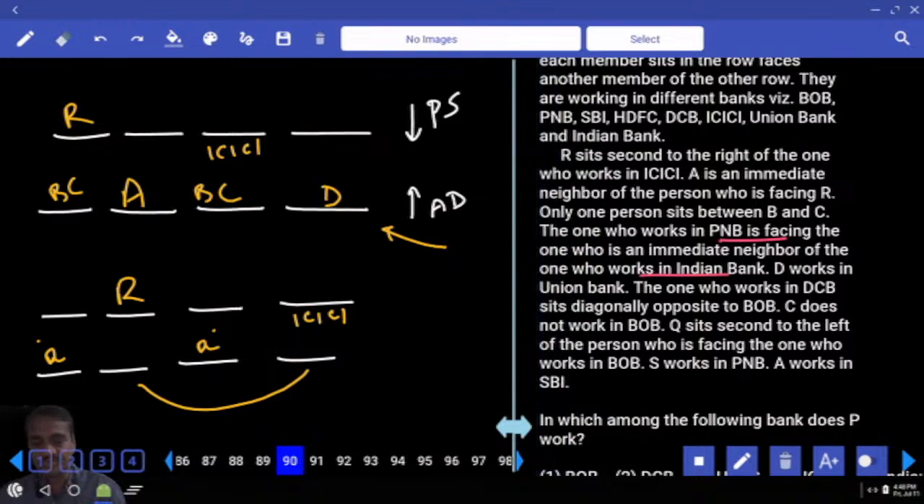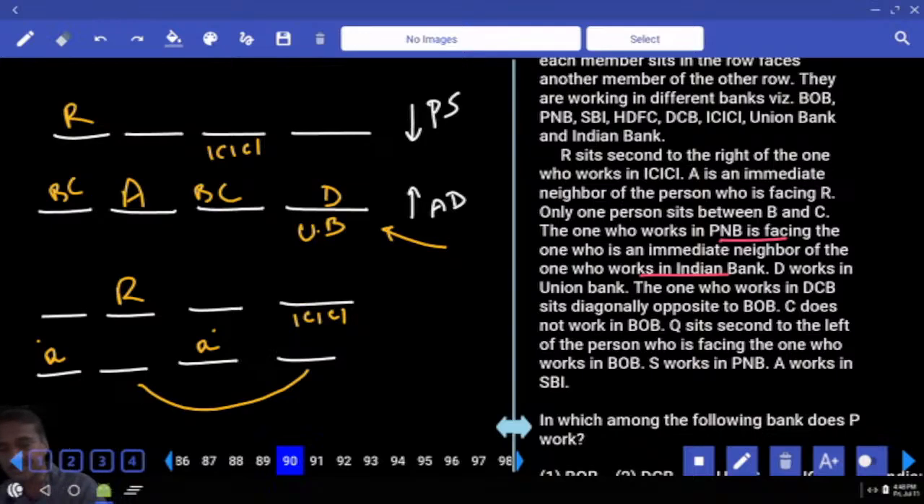D works in Union Bank. Now D works in Union Bank. Then the one who works in PNB is facing the one who is an immediate neighbor of Indian Bank. The one who works in DCB sits diagonal opposite to BOB.